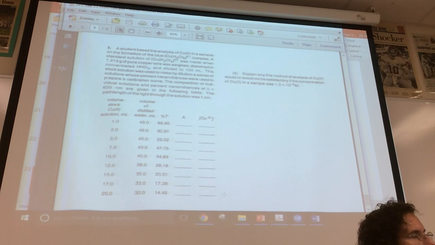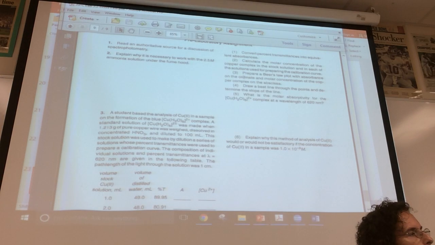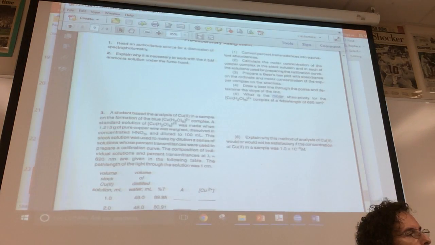Okay? And you'll have a few secs to work through that. Then what you're going to do is prepare the calibration curve. So you're going to plot absorbance versus concentration, so absorbance on the Y. You'll draw the best line through and determine the slope. Be sure to indicate the units of the slope of that line. You'll calculate molar absorptivity using A equals epsilon b c.